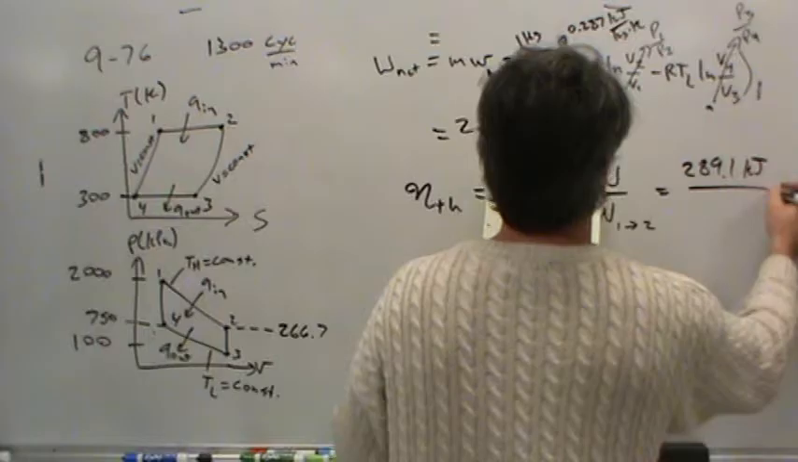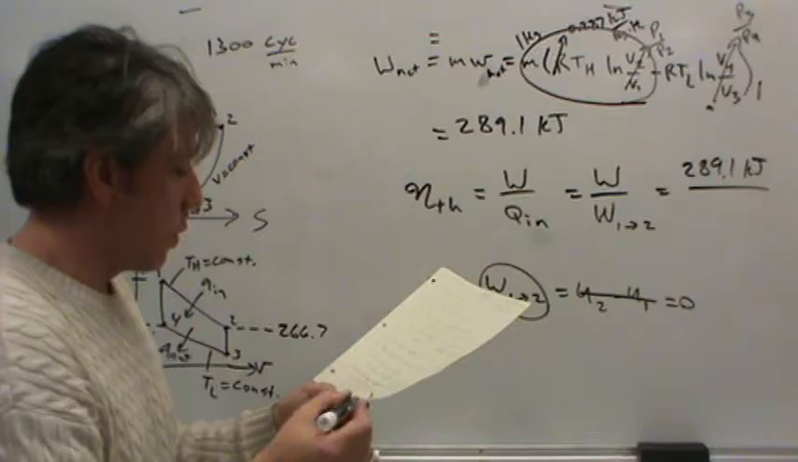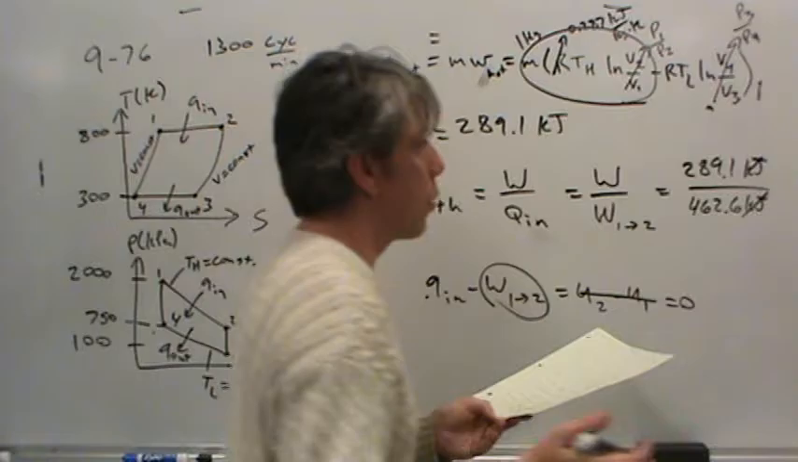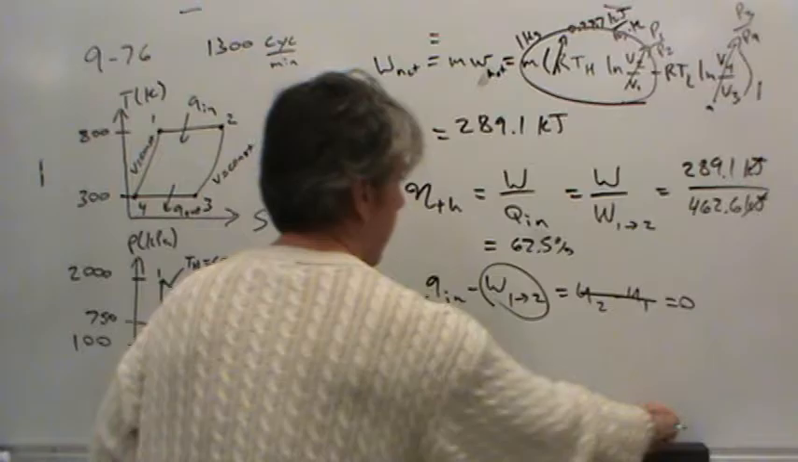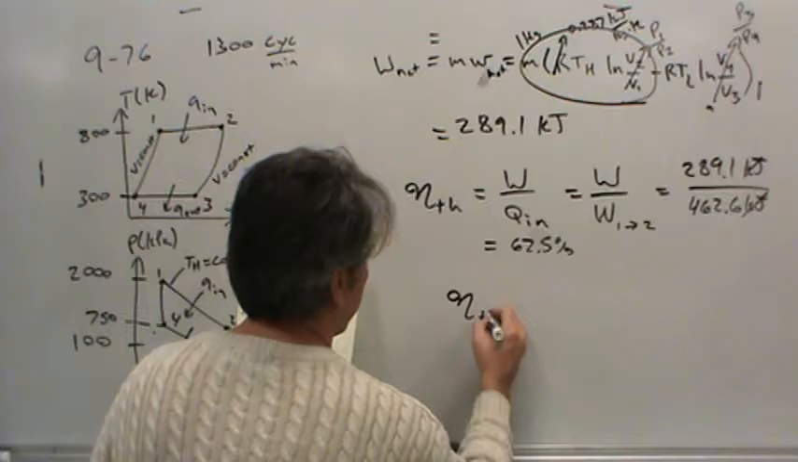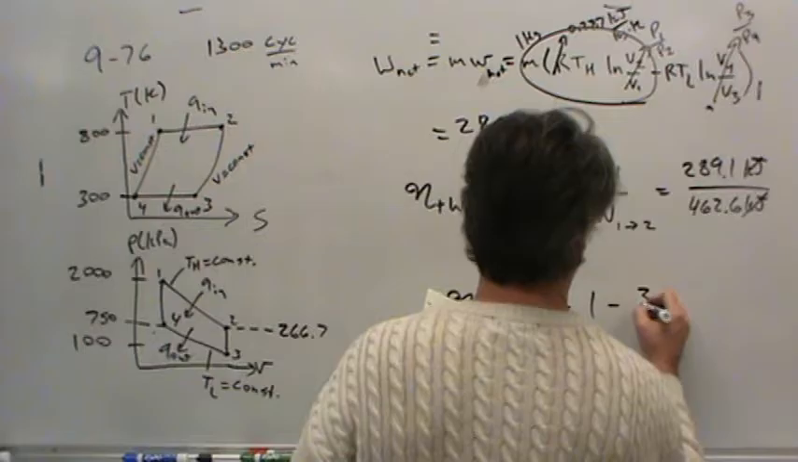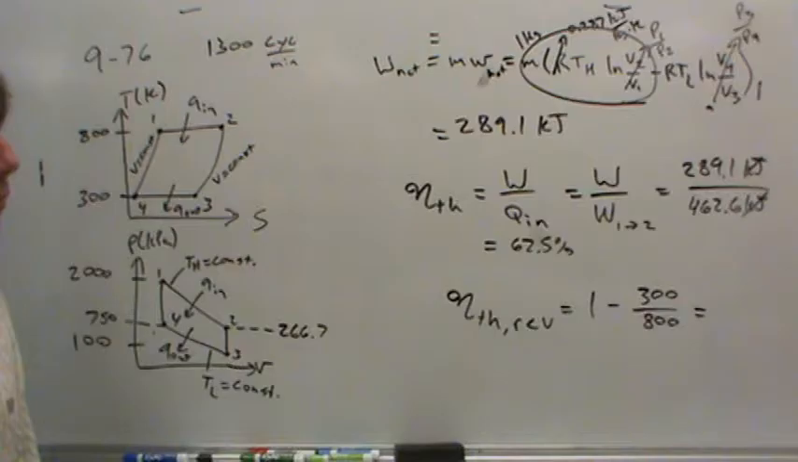So this is just the net work output divided by the work output from 1 to 2. We've already got this here, and we've got this if we break them up. So this ends up being 289.1 kilojoules. And if you calculate just essentially this piece, the work from state 1 to state 2, that's 462.6 kilojoules. That's the total work output, not the net. So this comes out to 62.5%. Now, I want you to do this one part. I want you to calculate the thermal efficiency of a reversible heat engine working between these same temperature limits, 300 over 800. What do you get?